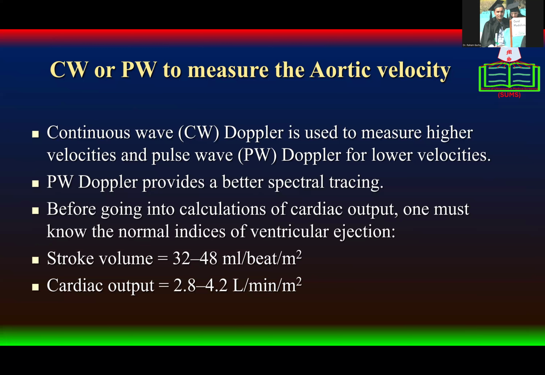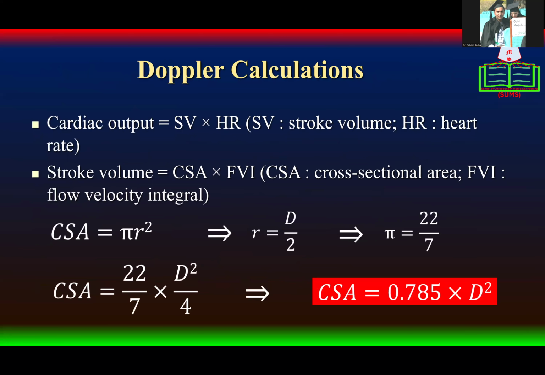Similarly, cardiac output is 2.8 to 4.2 liter per minute per meter square body surface area. For a healthy patient with a greater body surface area, we can calculate these normal values, so those will be person-specific normal values. Cardiac output is equal to stroke volume times heart rate.